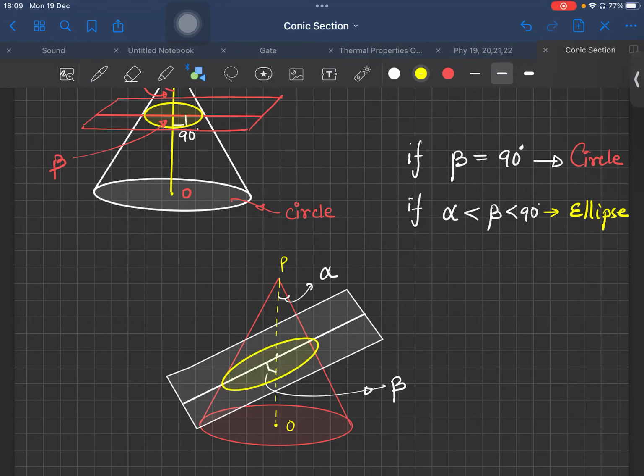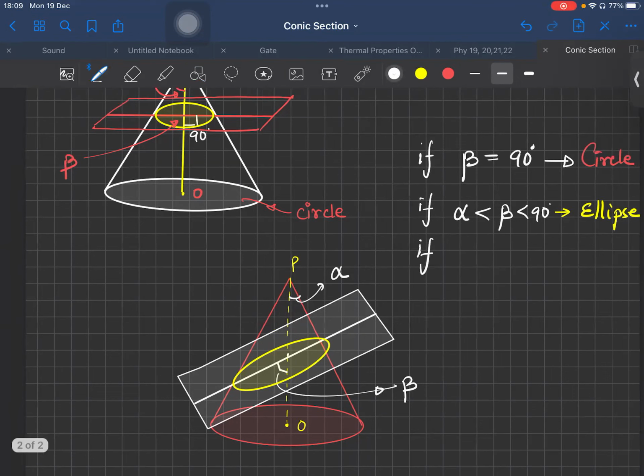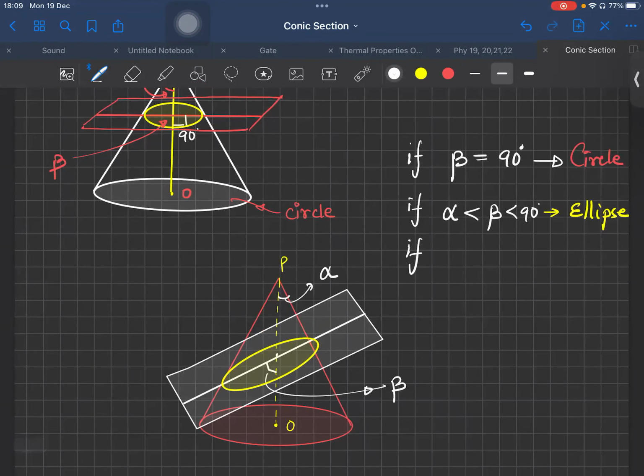All right. Suppose beta is equal to alpha. If beta is equal to alpha, what section you will get? You will get a parabola. Now, lastly, what is remaining? Beta is less than alpha. If beta is less than alpha, but of course it has to be greater than 0, you will get a hyperbola. You get hyperbola.